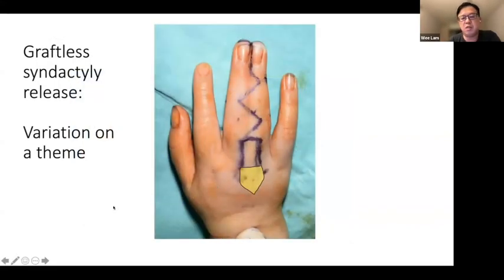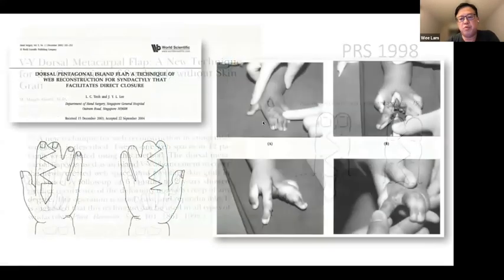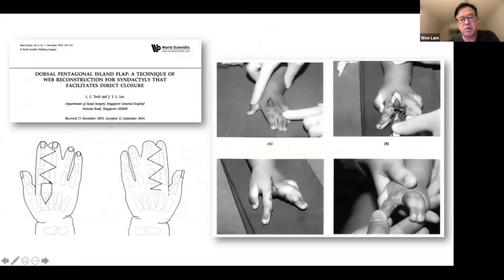Another variation is the dorsal pentagonal flap, which is essentially an islanded advancement flap. This is described in 1998. Because the flap is advanced from the dorsum of the hand, you can then recruit more skin from the digits and essentially close all the raw areas. But it's important to note that this will again leave a scar on the dorsum of the hand. So if not on the fingers, then it will be on the hand. So we have to think carefully about this donor site.